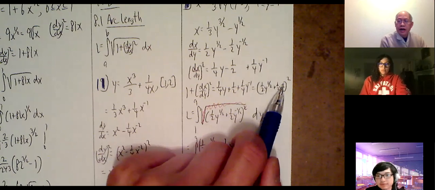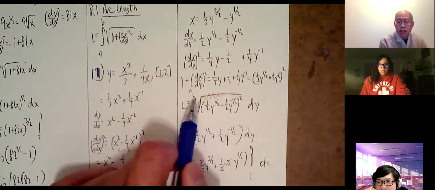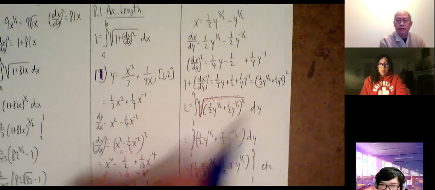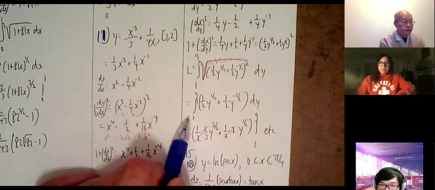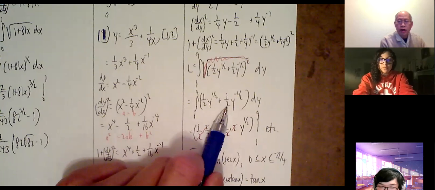Okay, all of that goes underneath the square root of the formula. And you can see if you have a square root squared, you just squiggle out the square root and the square. So again, you're just integrating from 1 to 9, 1/2 y to the 1/2 plus 1/2 y to the negative 1/2.